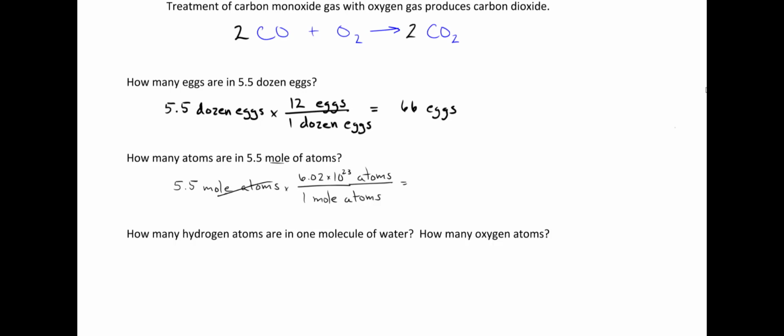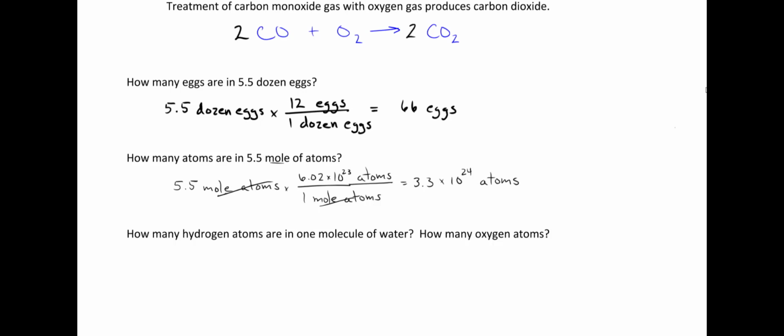And so mole of atoms cancels, and we're left with some numbers here. So putting this into the calculator, 5.5 times 6.02 times 10 to the 23rd gives me 3.3 times 10 to the 24 atoms. A very large number, to be sure. So please do note, it works exactly the same way as dozen when we use moles.